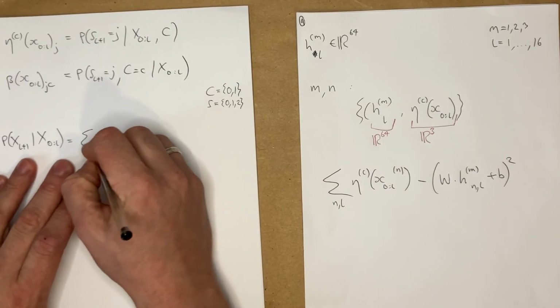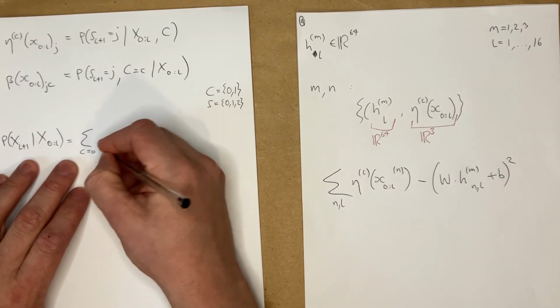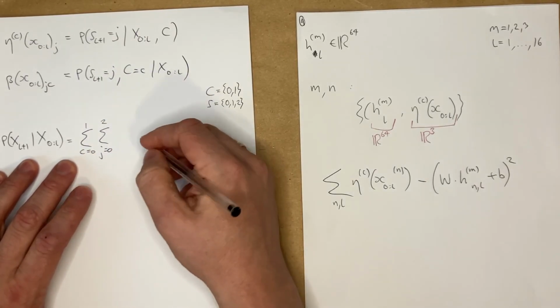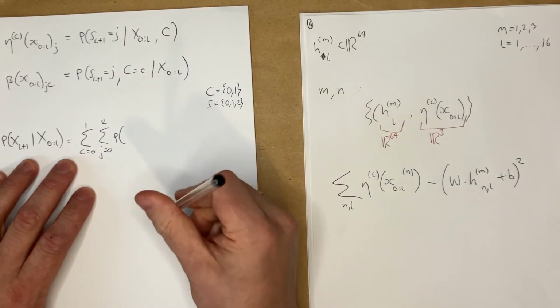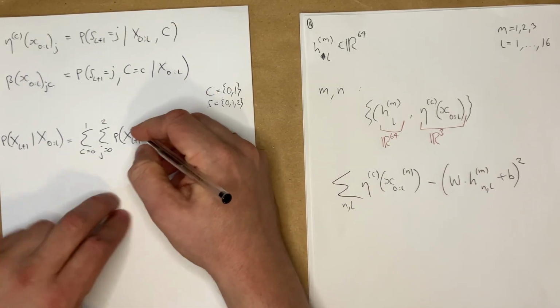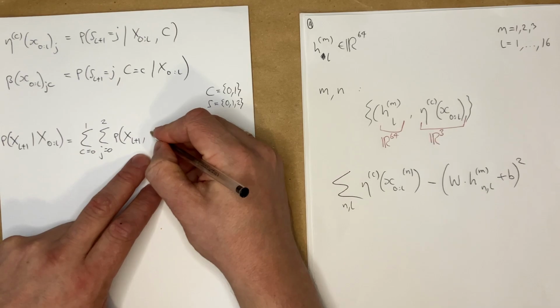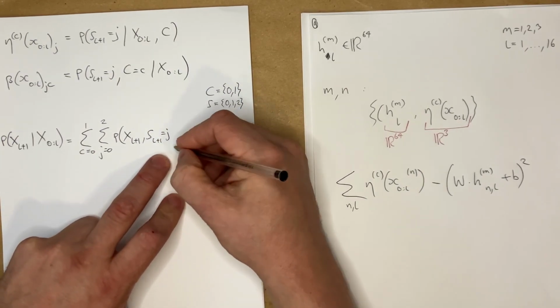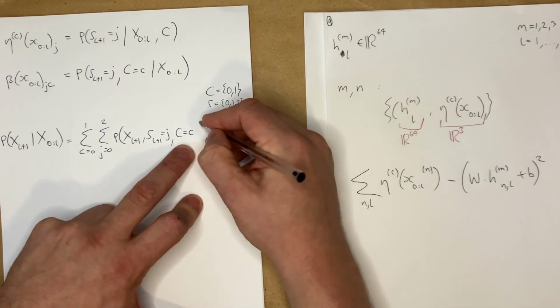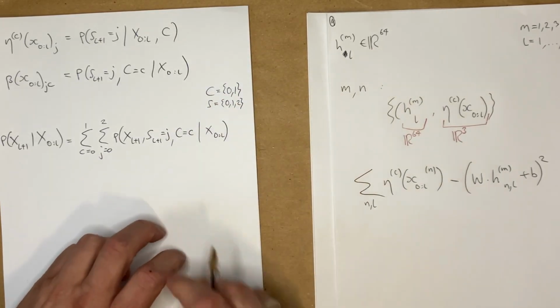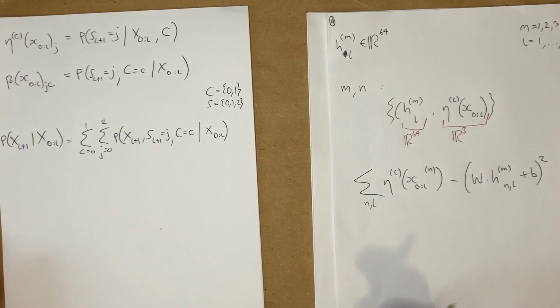So I'm going to write this as the sum from C equals 0 to 1 and J equals 0 to 2. I'll write it as the joint distribution over X L plus 1, S L plus 1, which I'm going to set equal to J explicitly, and the component C, all conditioned on the tokens up to step L.